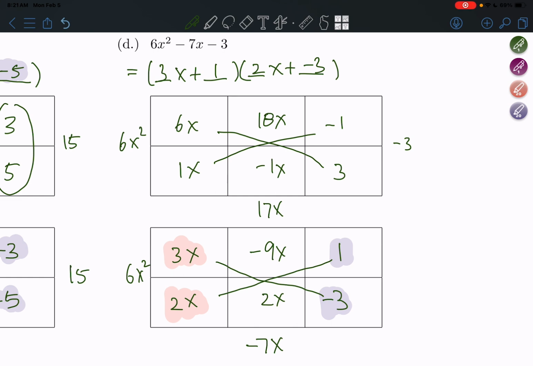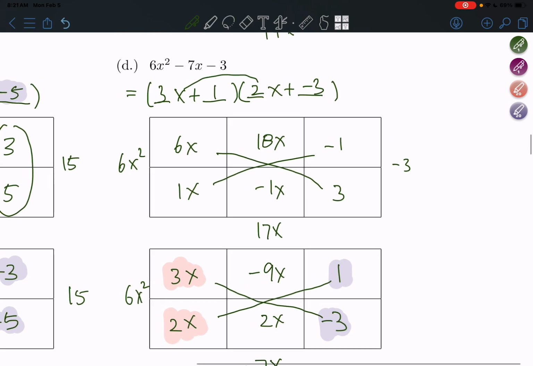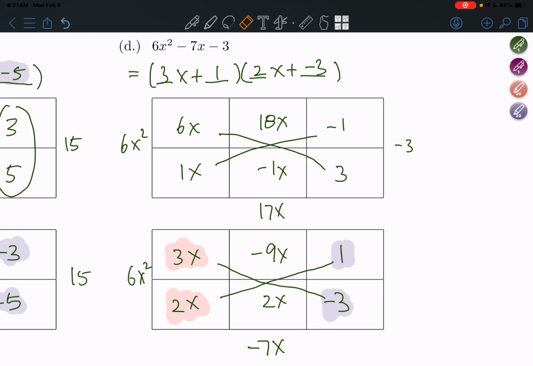So in this case, 3x times 2x is 6x squared. Just standard FOIL. 3x times negative 3 is negative 9x. 1 times 2x is 2x, and then 1 times negative 3 is negative 3. And after FOILing, we do get back to the original question. So I know I've done it right. Just a quick check, especially the first couple of times that you have to factor, to be extra confident that your answer is correct is really efficient. It's really meaningful, I should say.